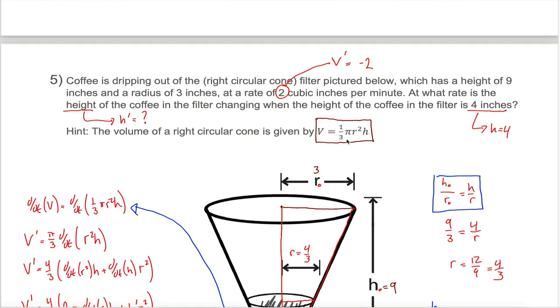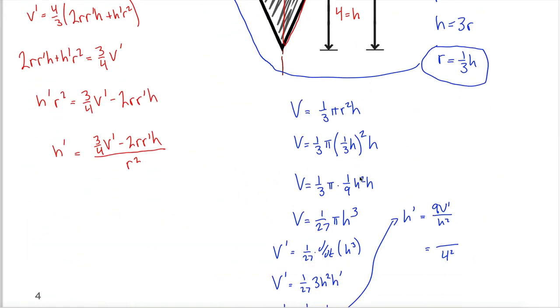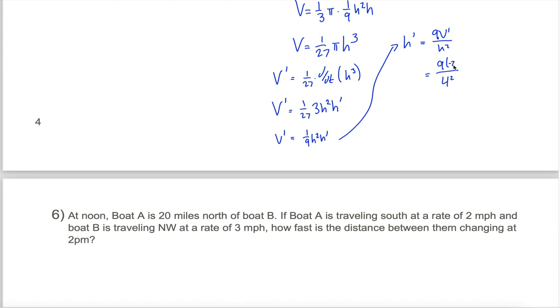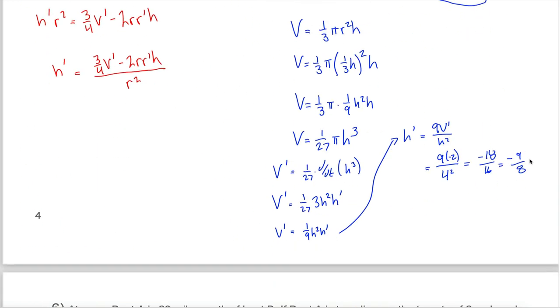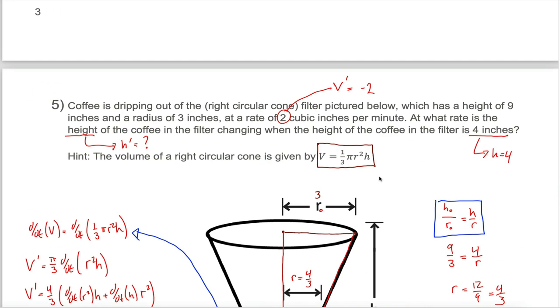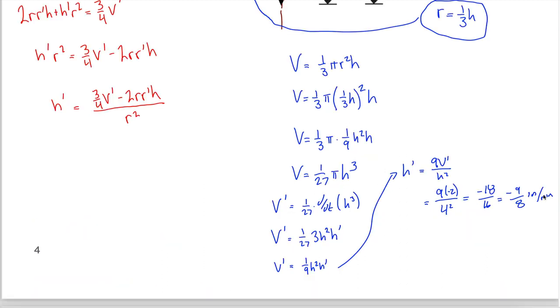So I take my equation here, I change all my h's into 4s, I change my v primes, the rate of change of the volume, into negative 2s. I get 9 times negative 2 divided by 4 squared. In other words, negative 18 divided by 16. In other words, negative 9/8. My units in this problem are inches, so I guess that's negative 9/8 inches per, I think it's minutes that we were talking about here. Yeah, 2 cubic inches per minute. Again, I'm not too worried about the units. If you could come up with negative 9/8, I'd be very happy.